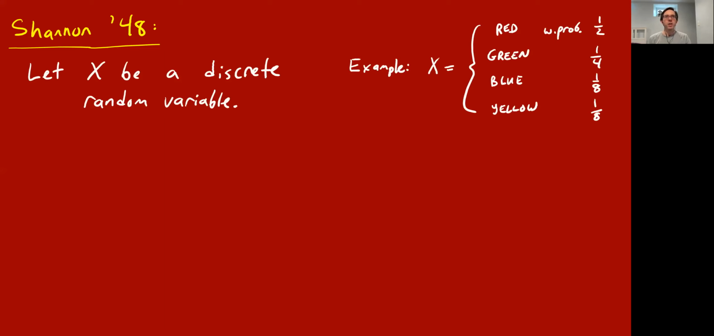Okay, so let's start out with entropy. All this topic, information theory, was developed almost in one shot by Claude Shannon in 1948. In particular, he gave this definition of entropy, which we're going to describe now. So let's start with an example. Let's say that x is a discrete random variable. It takes on finitely many values. So in this example here, x takes on the values red, green, blue, and yellow. And the probabilities are as shown up here in this example: half, quarter, eighth, and eighth.